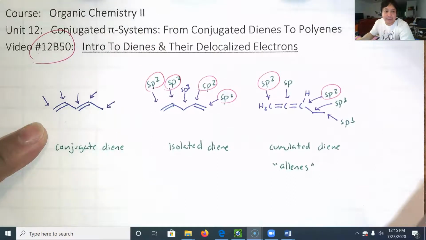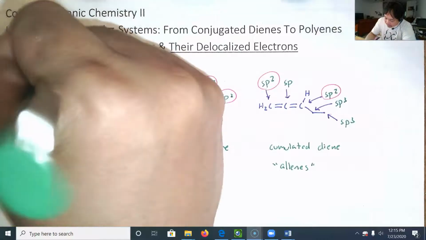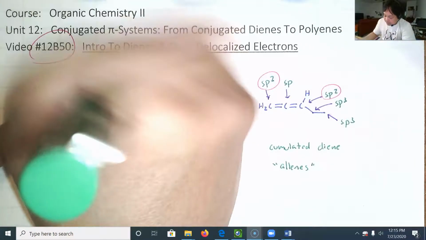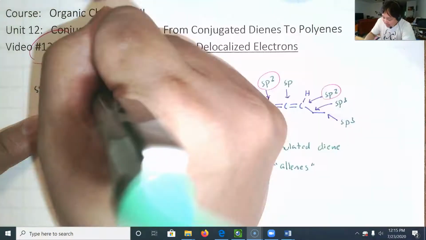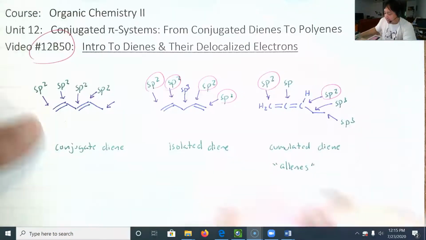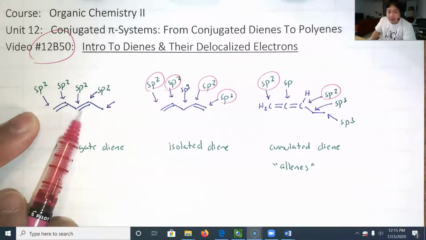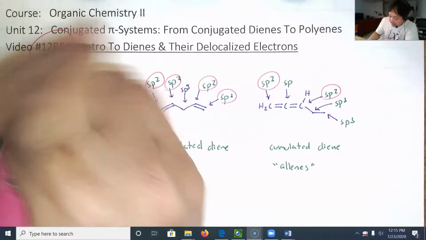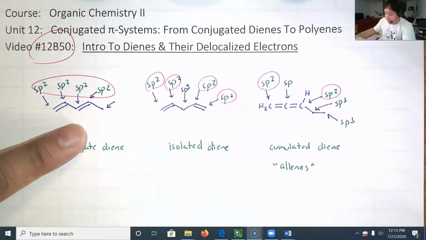Conjugated diene. We'll take a look at this one. sp2, sp2, sp2 again, sp2. So even though there's alternating and we have a single bond here, we have 4 carbons in a row that are all sp2. And I'll circle all of them like this. And then at the very end, for that 5th carbon, we do have an sp3.